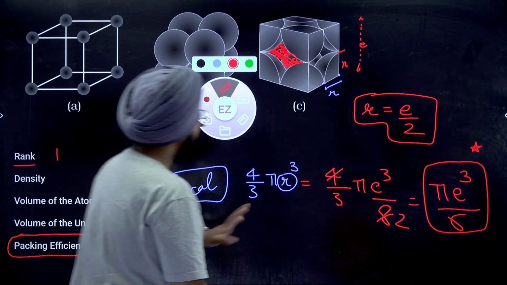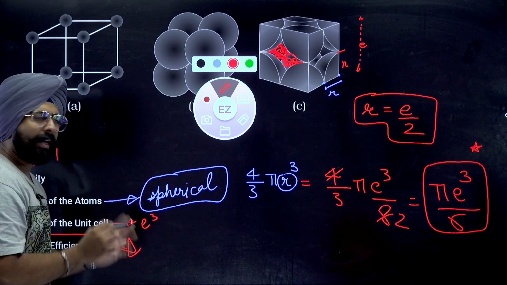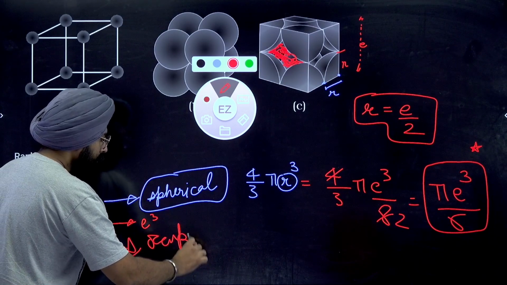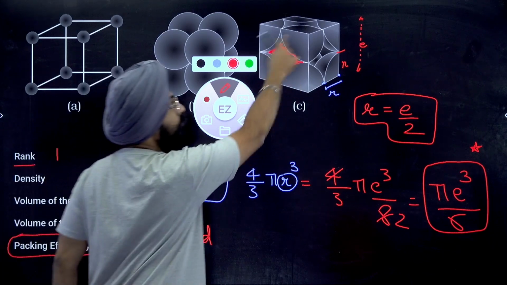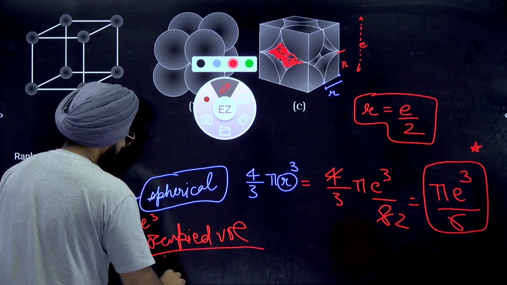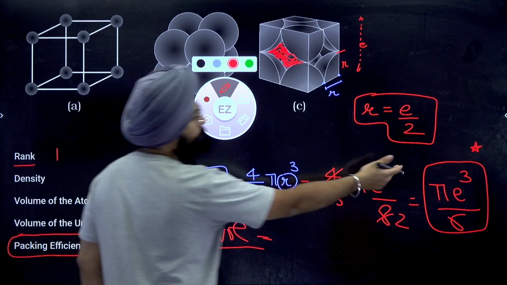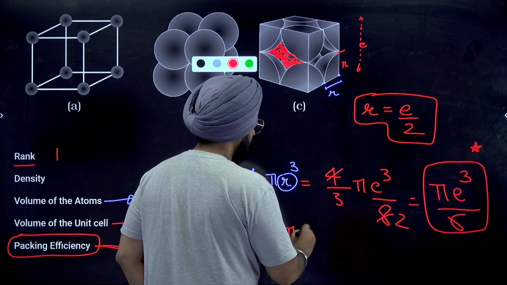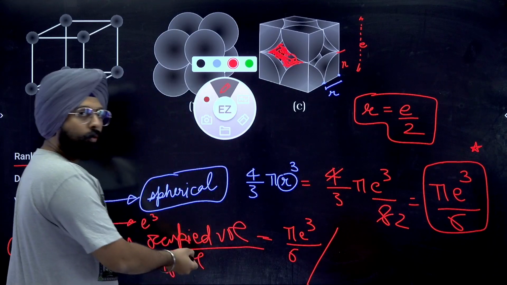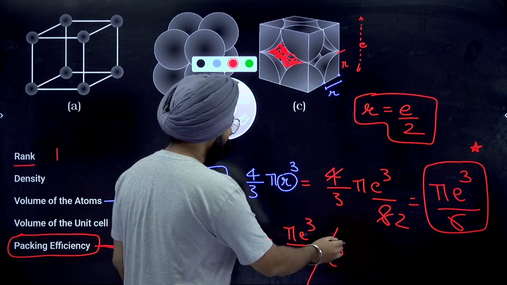Fine. So my dear friends, over here, packing efficiency is basically going to be calculated like this. Occupied volume, that is the volume of the spheres combined together, divided by the total volume. तो कितना आ गया ये? What's the occupied volume? Pi E cube by 6, and this has to be divided by total volume, which is E cube. E cube and E cube cancel out.